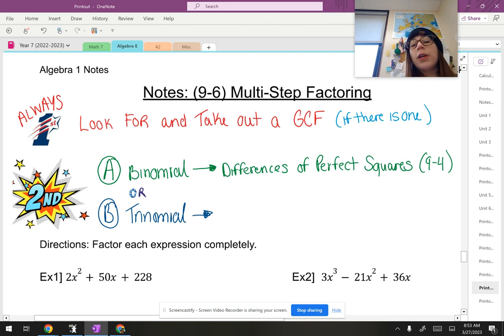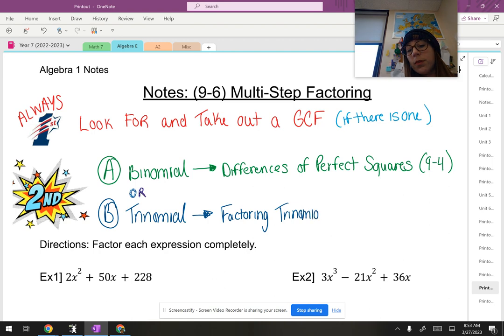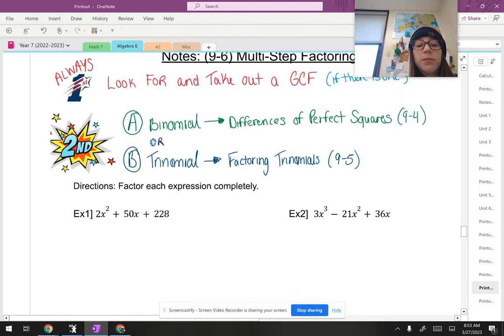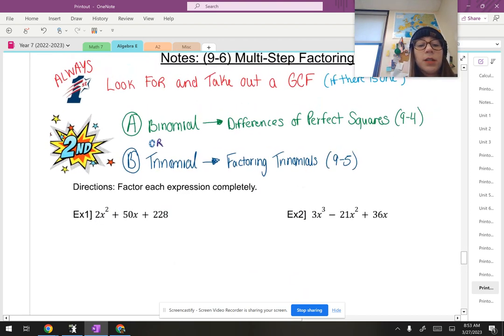If you are left with a trinomial, so 3 terms, something like x squared plus 20x minus 17, then you're going to factor trinomials, which is what we did back in 9-5. So multi-steps today. Let's take a look at the first example.